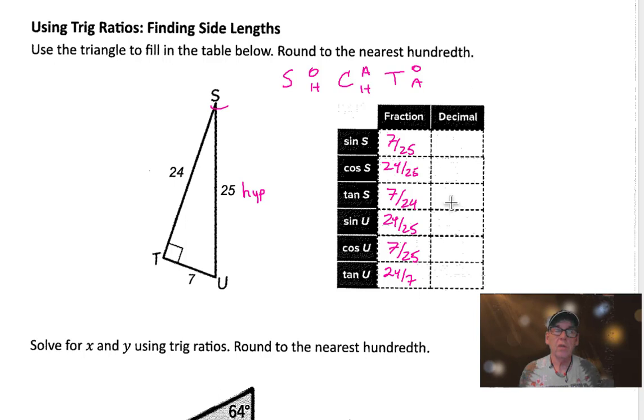Cosine of S is 24 over 25, and sine of S is 7 over 25. So sine of S is cosine of U, and sine of U is cosine of S.